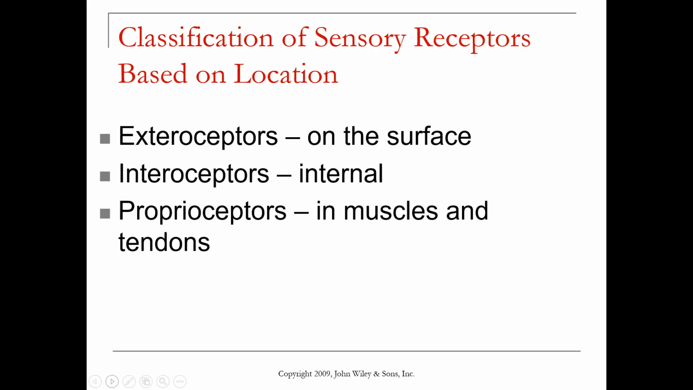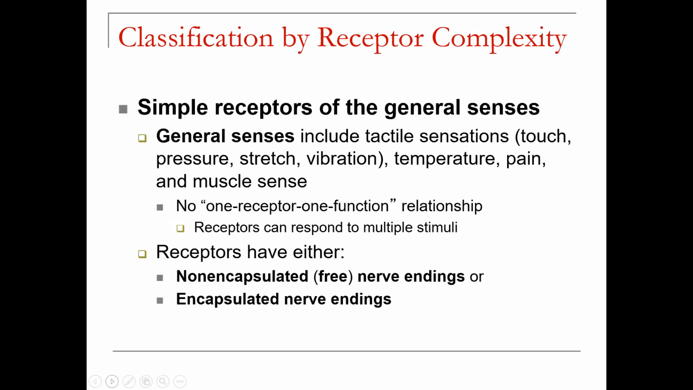So the location of our receptors are either outside the body, on the surface of the body, they're internal, or they are embedded in our muscles and tendons. Now the complexity is a little different.